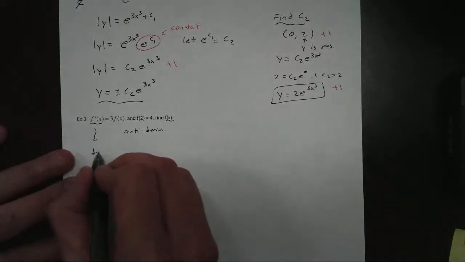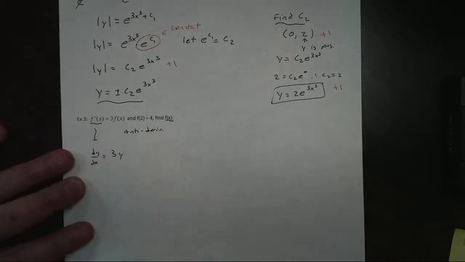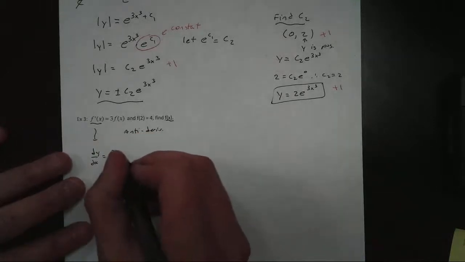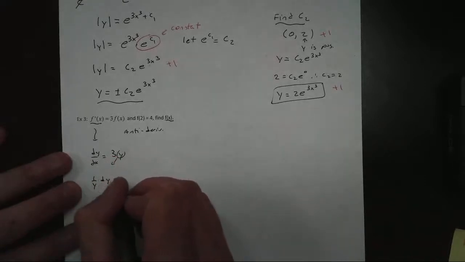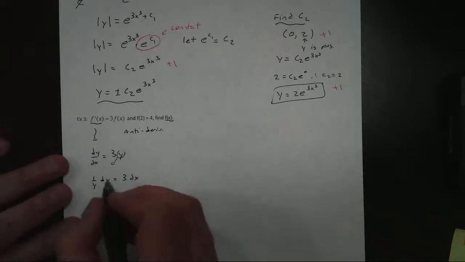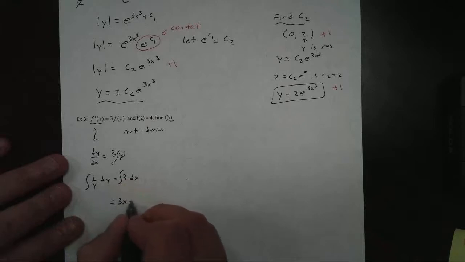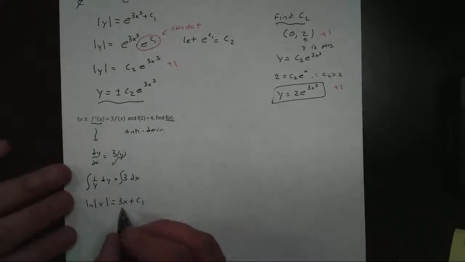I don't like that form. dy/dx equals 3, and that's just y. When I separate the variables, I'm only going to bring the y over. I get 1 over y dy equals 3 dx, and I integrate both sides. Here we get 3x plus c1. Over here, again, we get the natural log of the absolute value of y. You need that absolute value, don't forget.